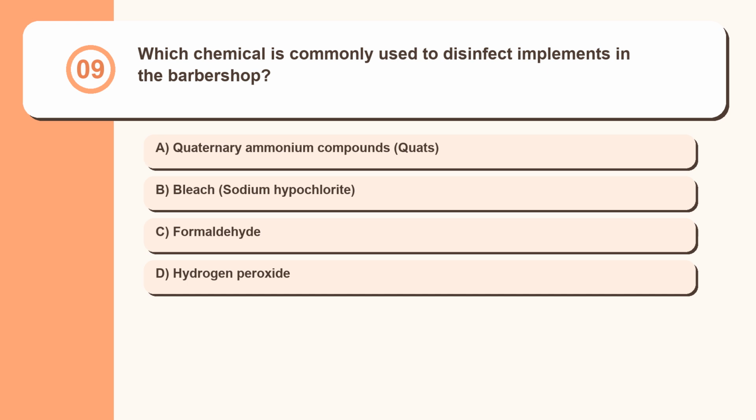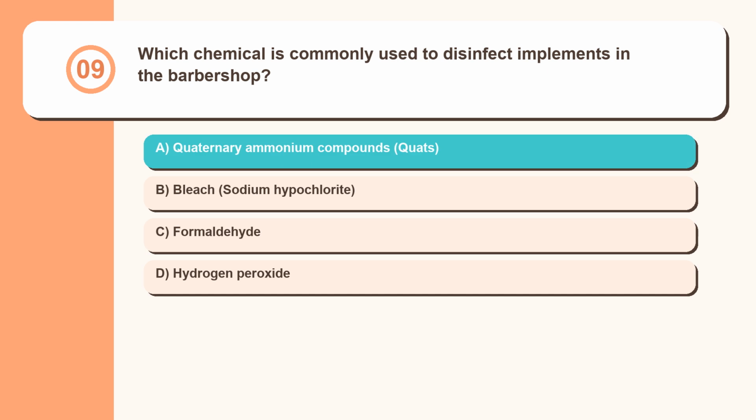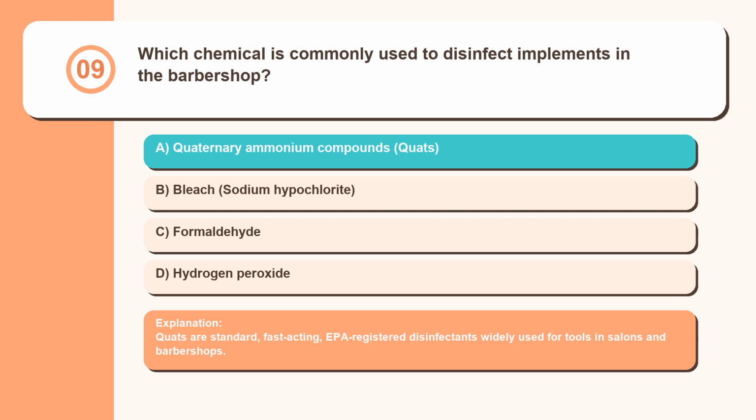Question 9. Which chemical is commonly used to disinfect implements in the barbershop? Quaternary ammonium compounds, quats, bleach, sodium hypochlorite, formaldehyde, hydrogen peroxide. Quats are standard, fast-acting, EPA-registered disinfectants widely used for tools in salons and barbershops.